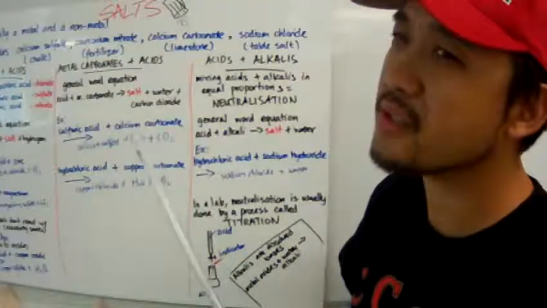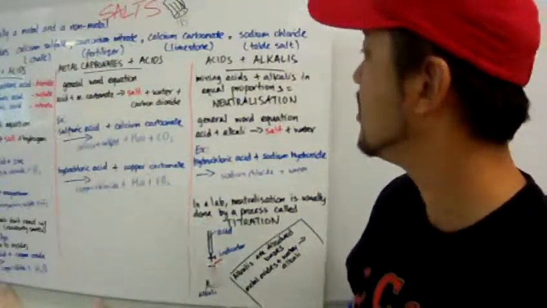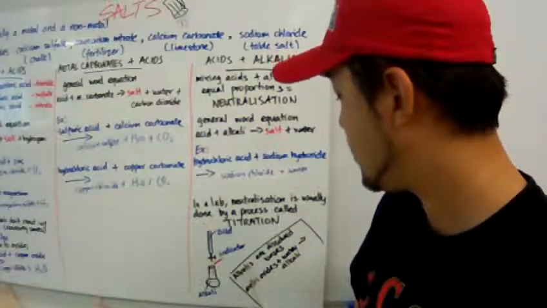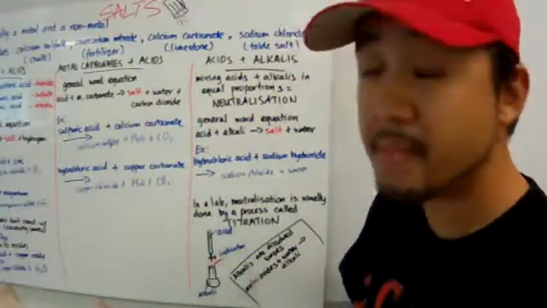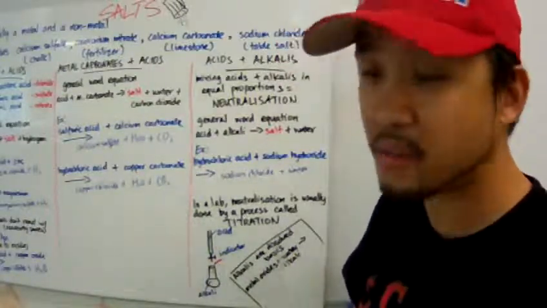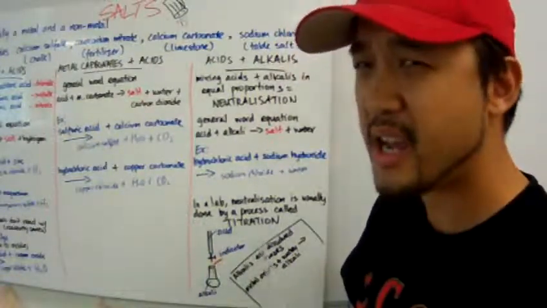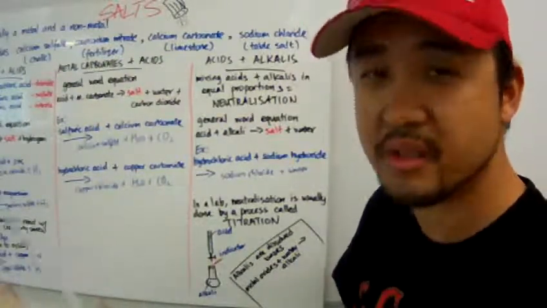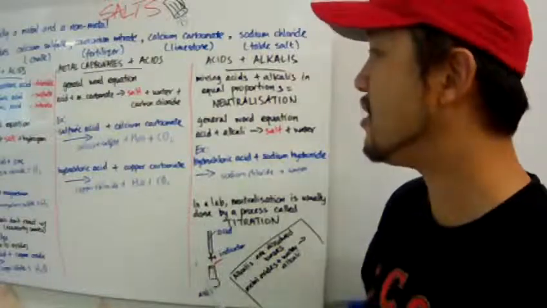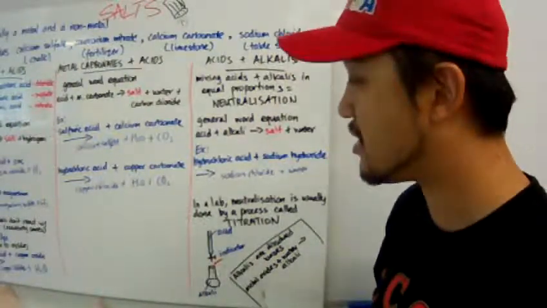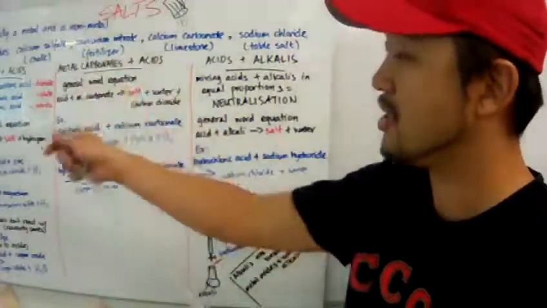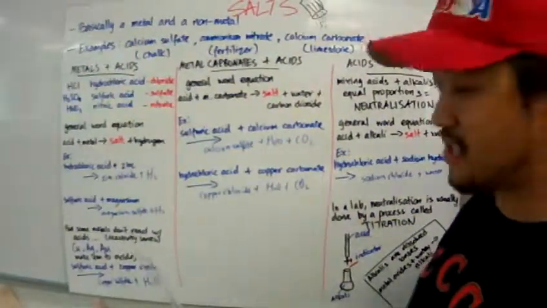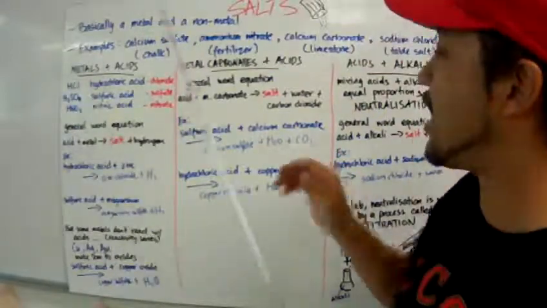But some metal oxides, again, don't really react with water because they are insoluble in water. That means they do not dissolve in water. What you do then is take your metal oxides and mix them with acids. Just like this. Okay, that's it.